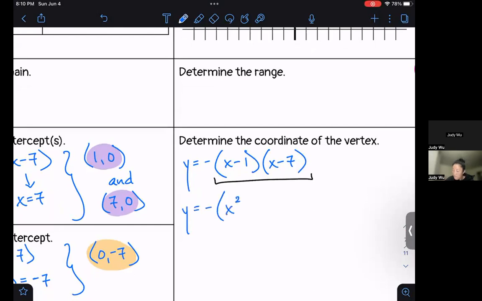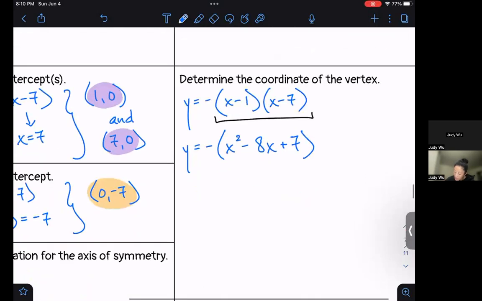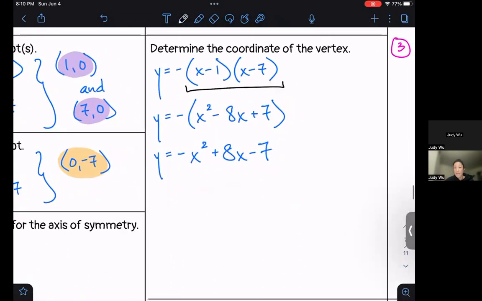We get x squared minus 7x minus 1x is minus 8x. Negative 1 times negative 7 is plus 7. And I distribute that minus sign now. I get negative x squared plus 8x minus 7. And I'm going to take a moment here to write down what my A and my B and my C are. Okay, so A is negative 1, B is 8, and C is negative 7.